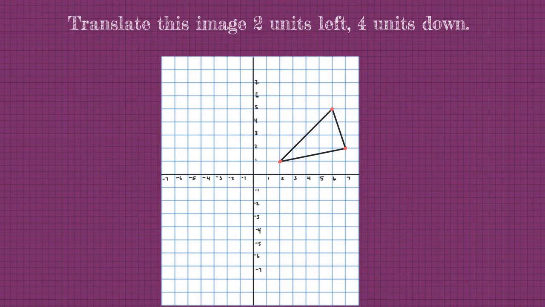And there are multiple ways to do this. One is simply counting 2 units to the left and 4 units down for each point. So that will be 2 units to the left, and then 1, 2, 3, 4 units down. And so we have our new point here in green. We can continue with each individual point. 1, 2 units to the left, 1, 2, 3, 4 units down.